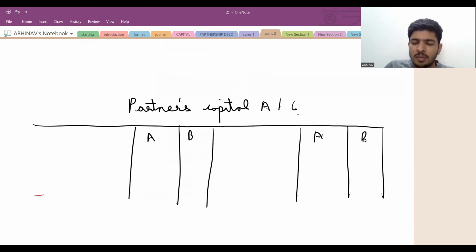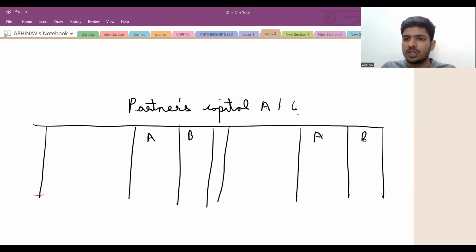See, there'll be a date column here, but I'm not going to waste time writing the dates now. Concept is more important. Dates you write on your own. As far as dates are concerned, we'll do more advanced and full-fledged questions. That time we'll write dates. But now conceptual clarity is more important, because this is the first sum of fundamentals of partnership and it's completely conceptual.